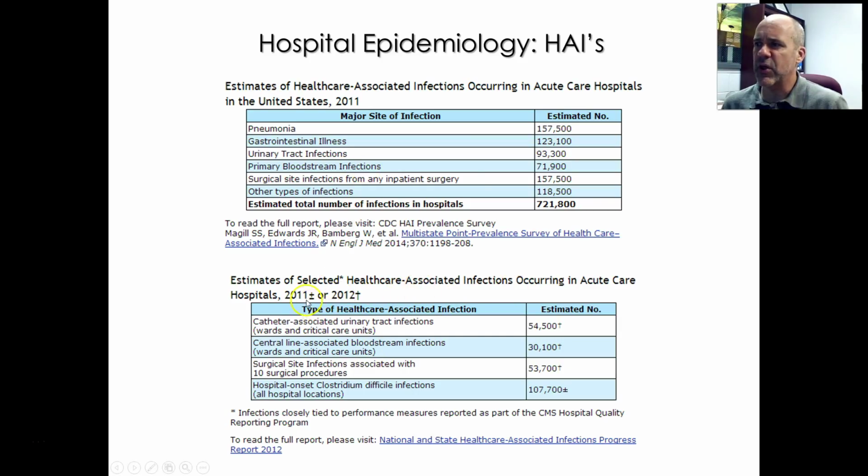And here they're showing you the types associated with things like catheters inserted into the urinary tract, central lines, 30,000 just from central line placement leading to bloodstream infections, 53,700 SSI, surgical site infections. And here's that C. diff, good old Clostridium difficile, 107,000 C. diff infections. That's a huge problem in the medical setting.